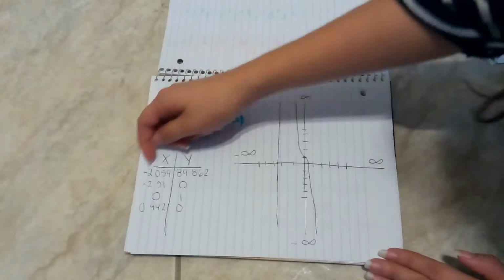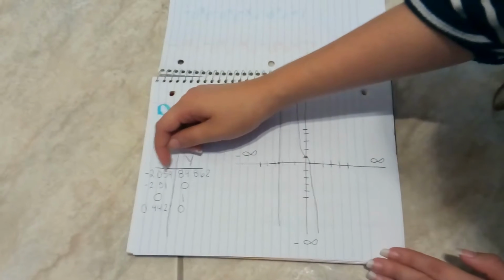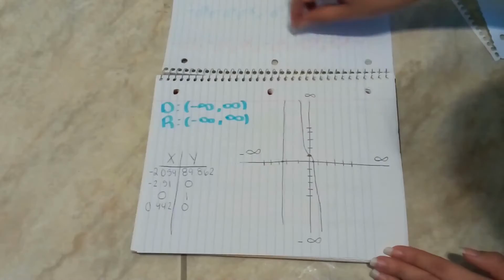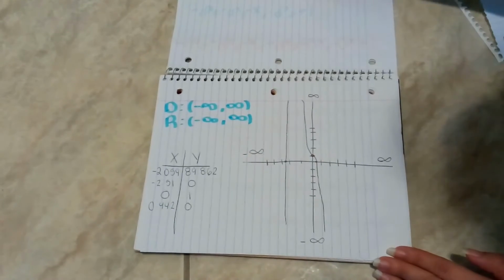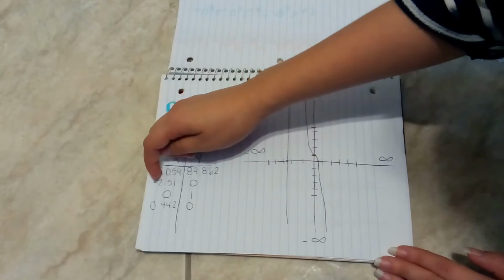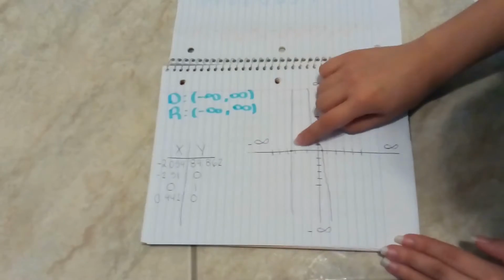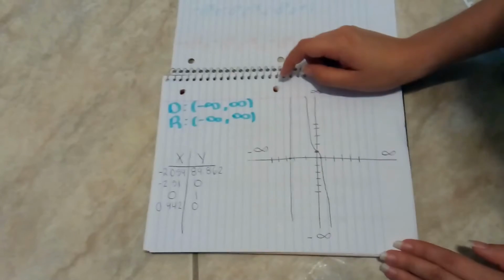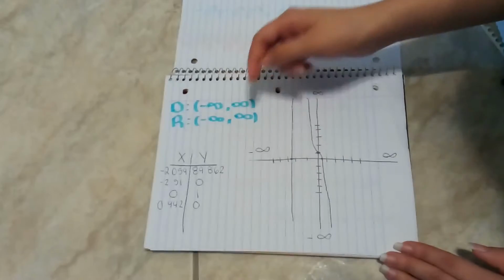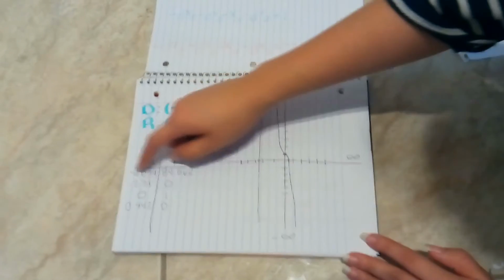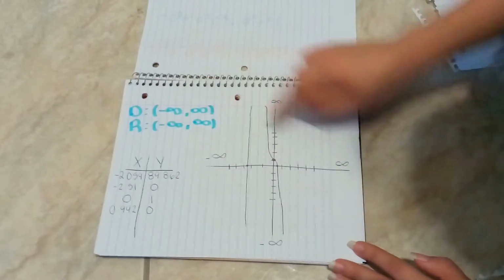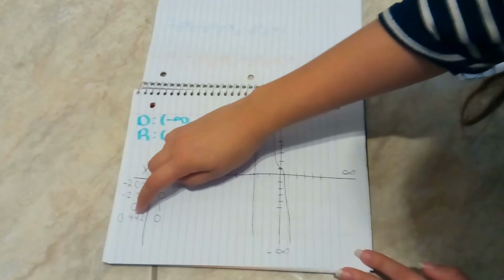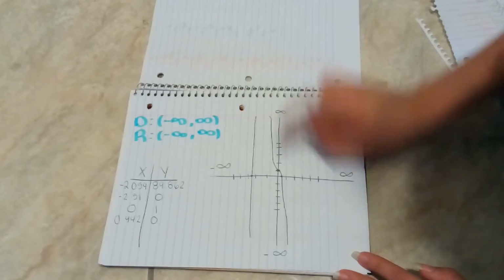Our table is going to be negative 2.059, 89.862, which is going to be our point all the way over here. After that is going to be negative 2.51, 0, which is this point over here. Our next point is going to be 0, 1, which is this point, and our last point is going to be 0.420, which is this point.